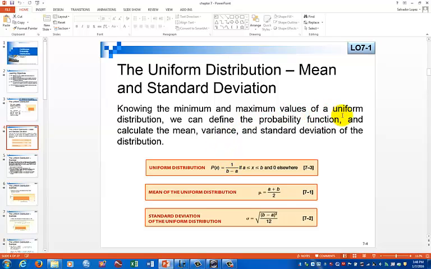Knowing the minimum and maximum values of a uniform distribution, we can define the probability function and calculate the mean, the variance, and the standard deviation, which is just the square root of the variance. Probability is defined as 1 over B minus A, as long as x is between A and B, but it is 0 elsewhere. So in other words, it's only defined for values between A and B. The average is just the addition of the two values, maximum and minimum, divided by 2. And the variance is B minus A squared divided by 12. And the square root of that will be the standard deviation.